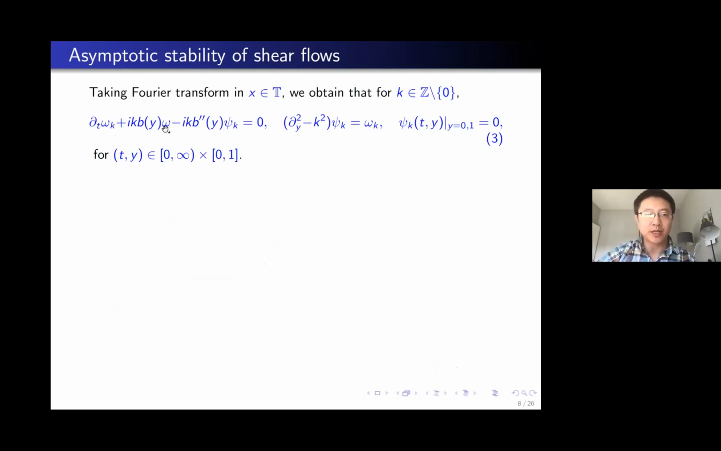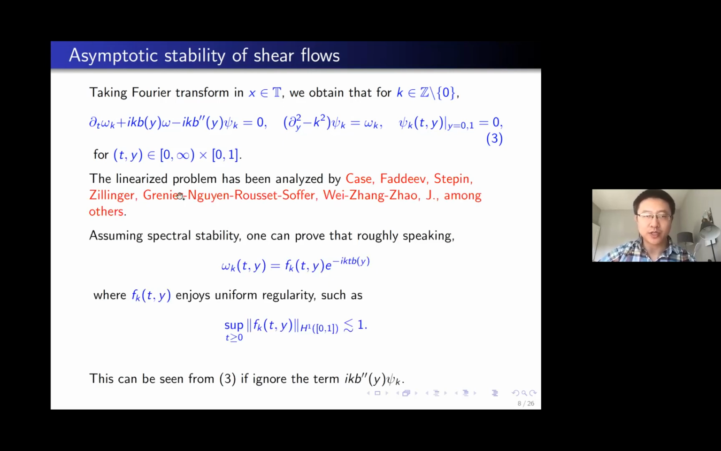You have partial t omega k plus ik b omega k minus ik b'' psi k is equal to 0. And this psi k can be solved from omega k using an elliptic equation subject to the Dirichlet boundary condition. This is the linearized equation, and we want to understand the linearized problem as thoroughly as possible in preparation for the nonlinear problem. The linearized problem has been analyzed by many people, and this is actually an incomplete list. Basically, assuming spectral stability, we can prove, roughly speaking, the following result.